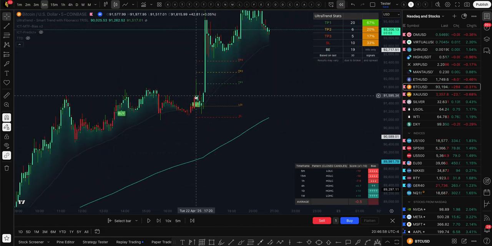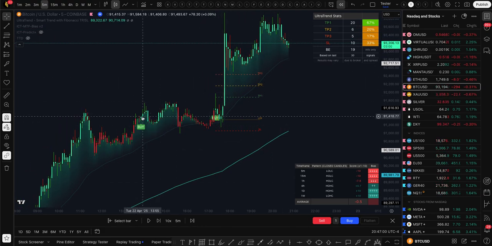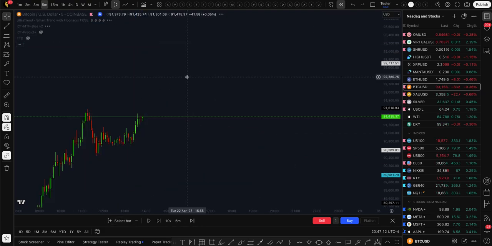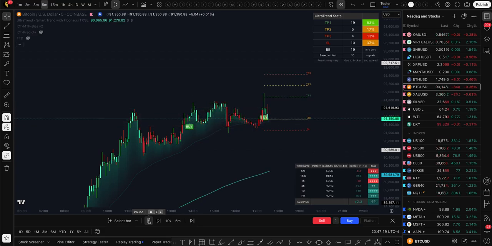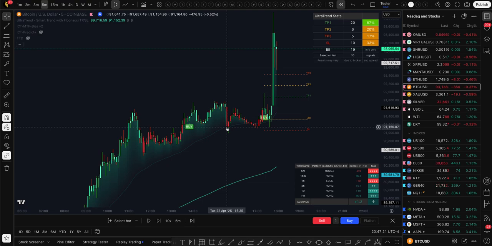nice buy right here. Boom, skyrocket. Also this one right here, although this would have been a smaller one. What time was this? 1:50 p.m. Yeah, that was a loss. Was it? Yep, because it hit the LOI point. So this one would have got you on break even basically, after hitting TP1, stopped out on break even pretty much.